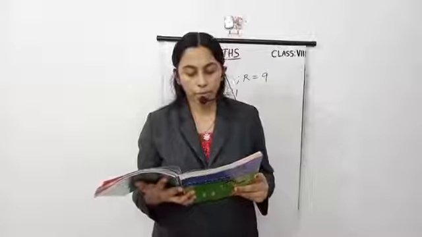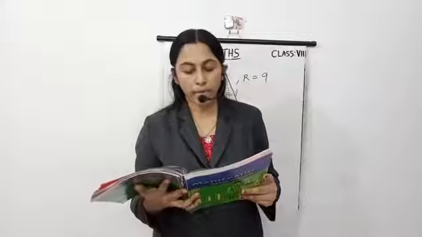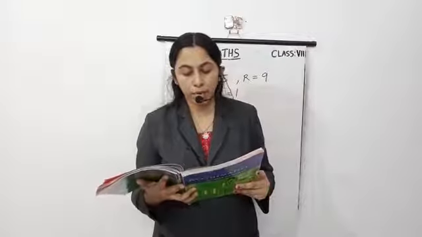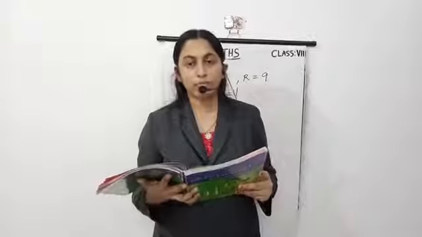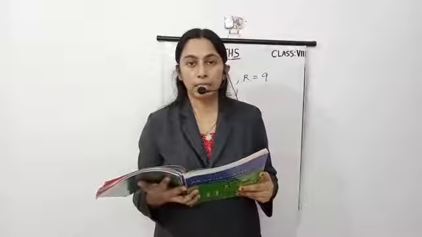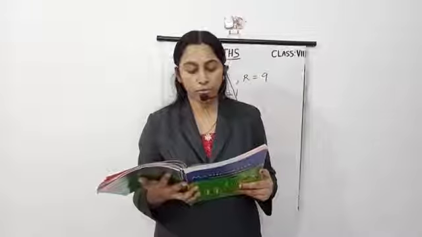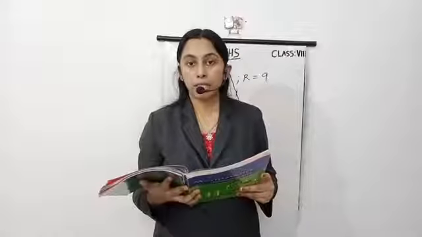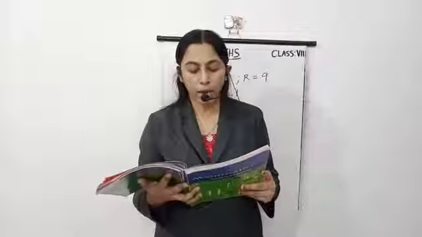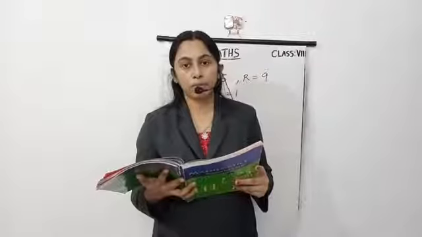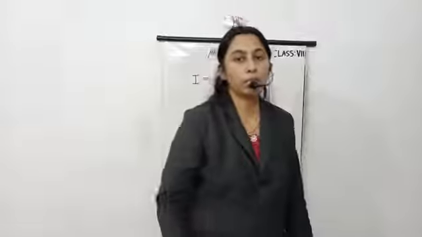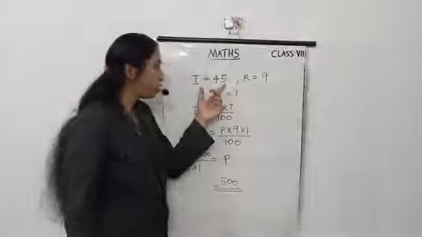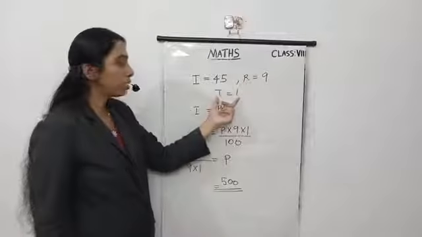Now question 11. If Meena pays an interest of rupees 45 for 1 year at 9% rate per annum, what is the sum she has borrowed? So the simple interest is rupees 45 for 1 year. 1 year means the time period T is 1, and the rate is 9%. What is the sum she borrowed? So we need to find the principal amount. So I is 45, R is 9%, T is 1.